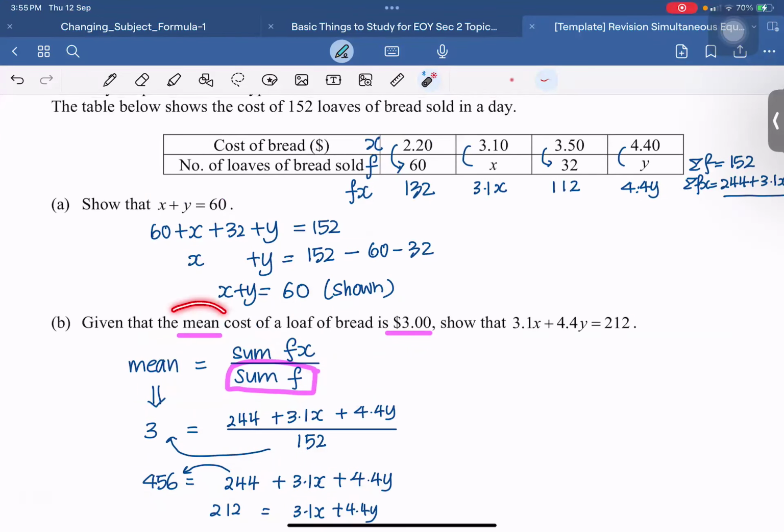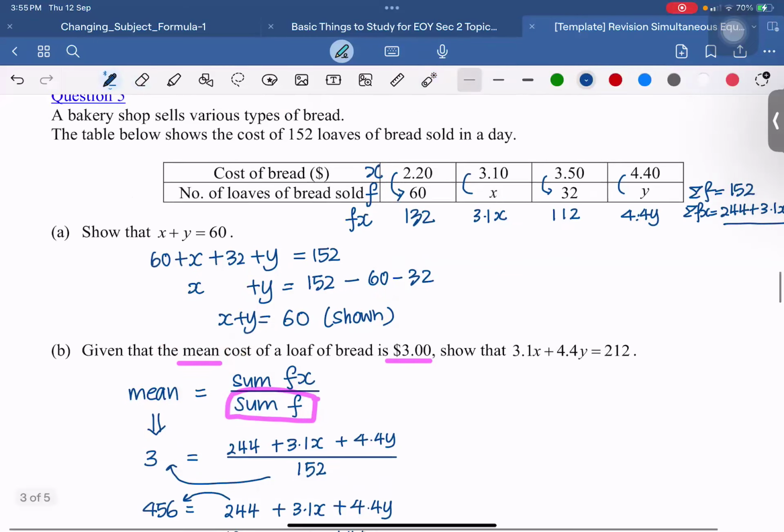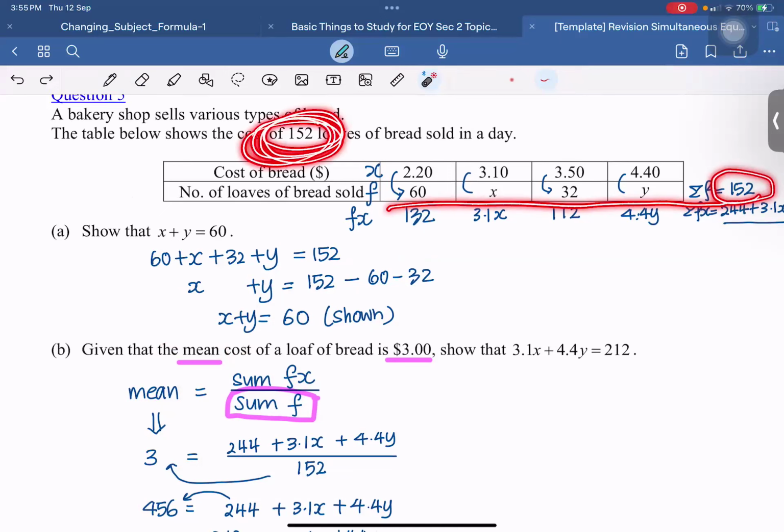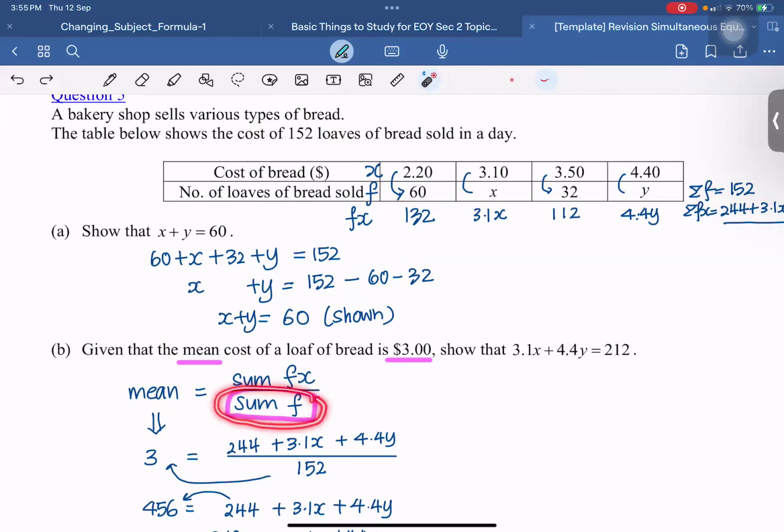How do you find the mean? Mean is sum fx over sum f. We have to do this a little bit slowly. Sum fx over sum f. First, I already know sum f, my total frequency, to be the number 152. So this is already the number 152. Okay? So I use it.